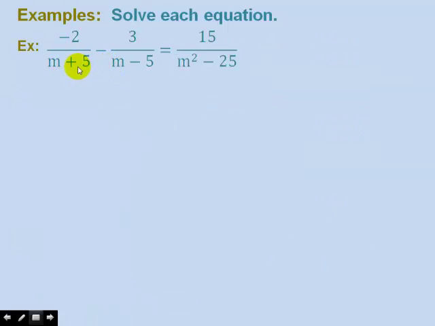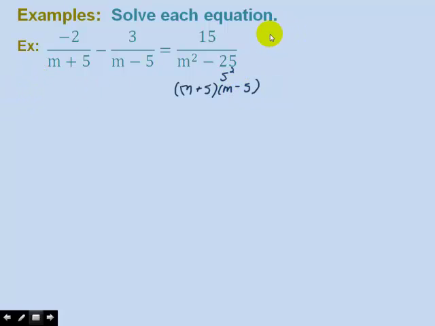Okay, one more example. In this one we have two rational expressions here, and we have one on the right side that we actually can factor. Notice that m squared minus 25 is the same as m squared minus 5 squared. So we can factor this as the difference of squares, which gives us m plus 5 times m minus 5.